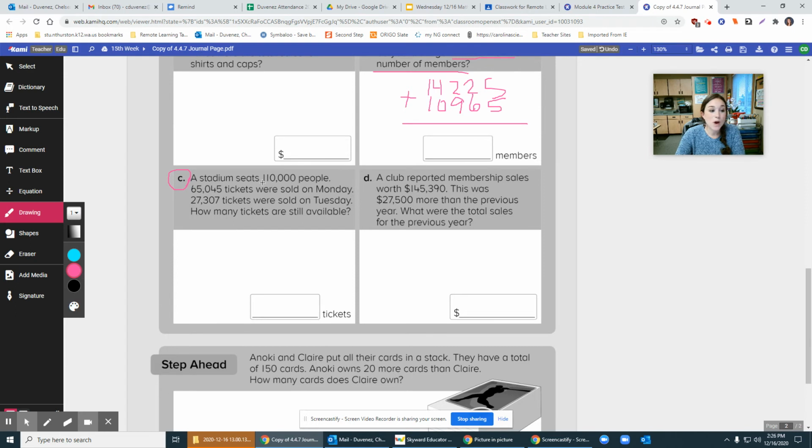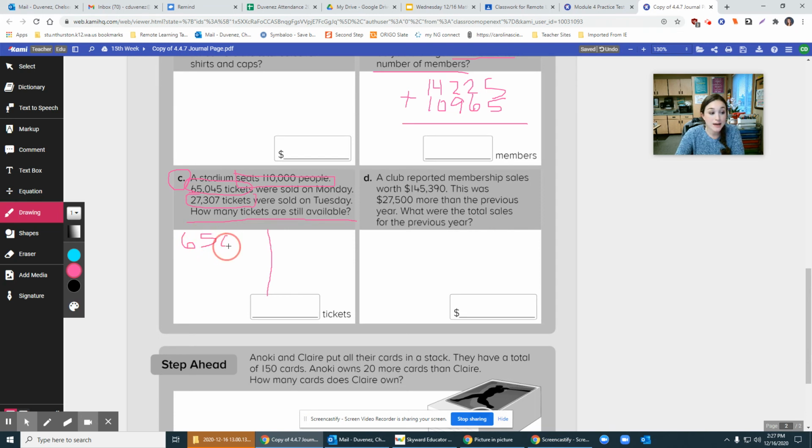A stadium seats 110,000 people. 65,045 tickets were sold on Monday. 27,307 tickets were sold on Tuesday. How many tickets are still available? This is 2 parts, 2 steps. So I would break my box in half. So I know this is the total number of seats. Right? Then I know how many were sold on Monday and Tuesday. I need to know how many are left, how many are still available. So first, I need to know how many were sold.